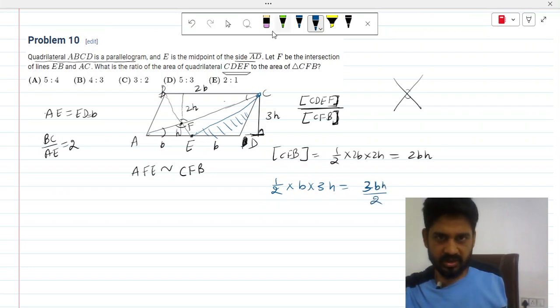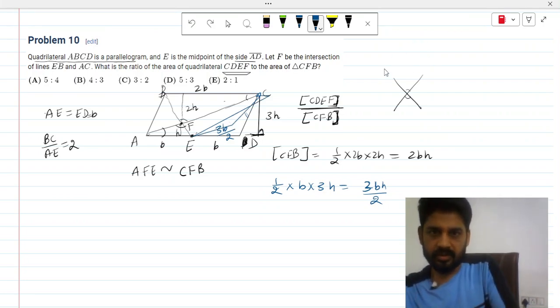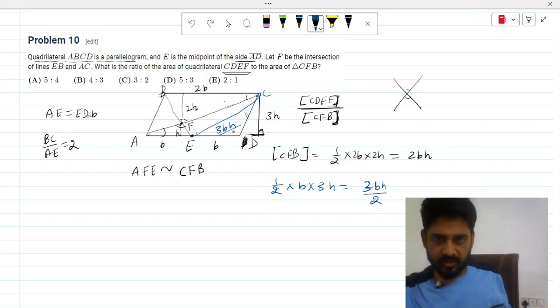So this area becomes 3bh by 2 using the median method. Median divides a triangle into two equal areas, so the area of AEC will also become 3bh by 2.